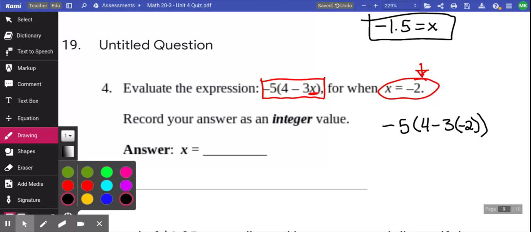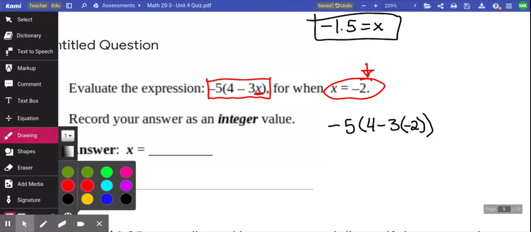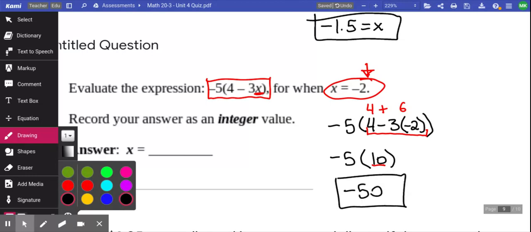Like that. To evaluate something, remember you want to do inside the brackets first. So you would have to figure out this part first. So that would be negative 5, and then 4 minus 3 times negative 2 would end up being 10. Right? I got that because negative 2 times negative 3 would be plus 6. 4 plus 6 equals 10. Then negative 5 times 10 is negative 50. So that's what my answer would have been.